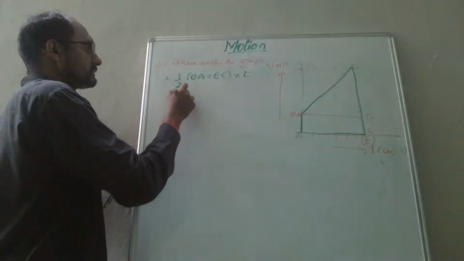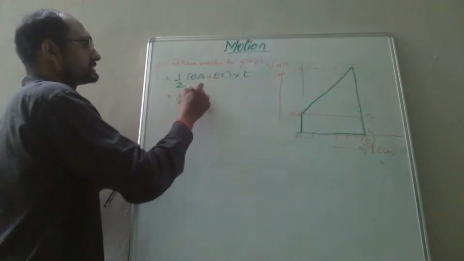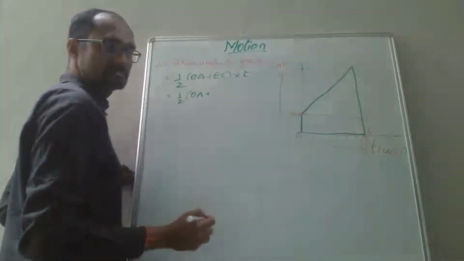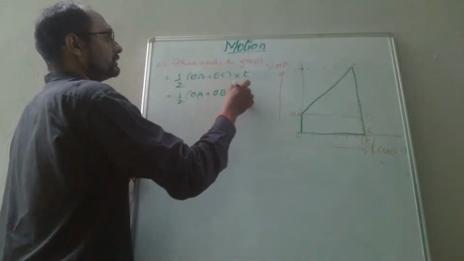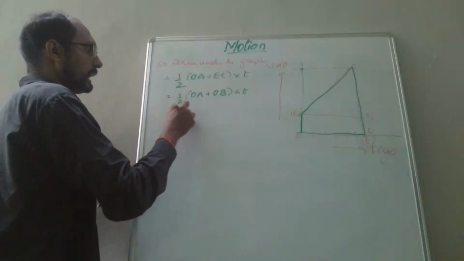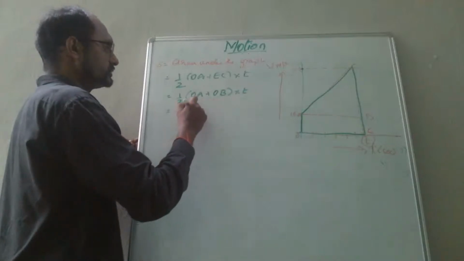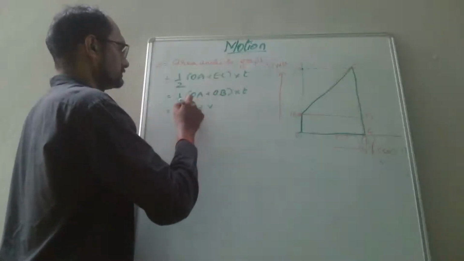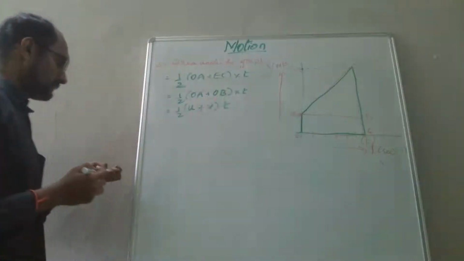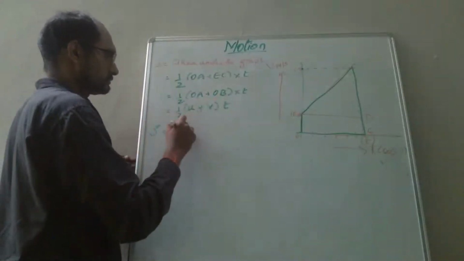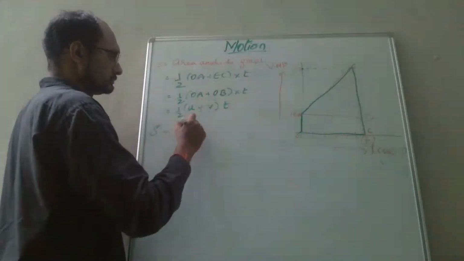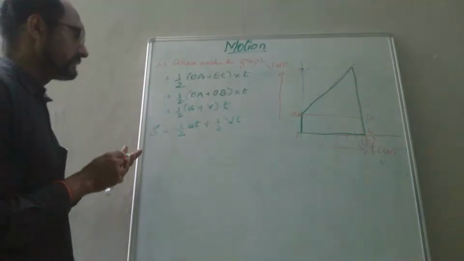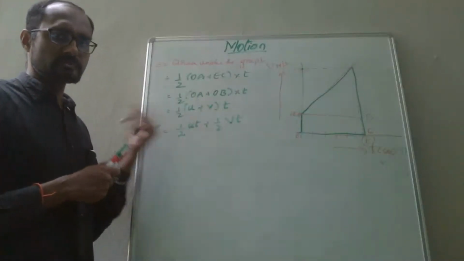Okay, so it is half into the sum of the parallel sides, OA plus EC, which is nothing but OB. So in place of EC, I write OB into T. So half into OA, which is U, plus OB, which is V, times T. So S is equal to half into UT plus half into VT, or rather, again I can write T is equal to change.